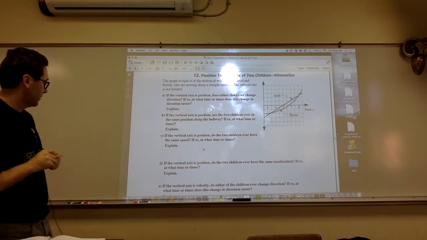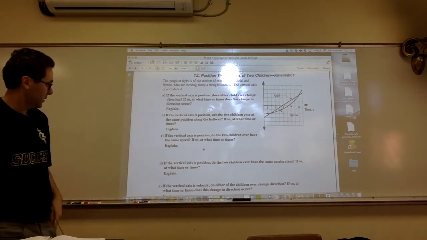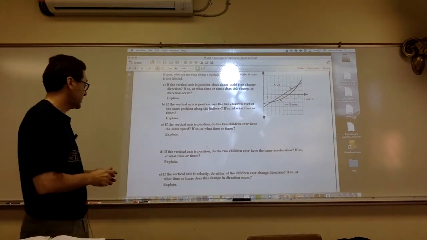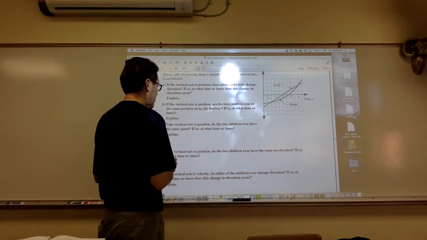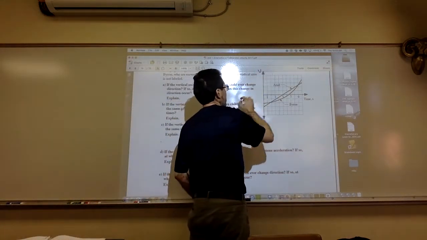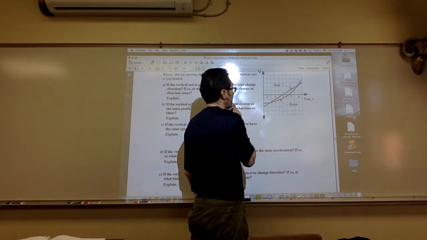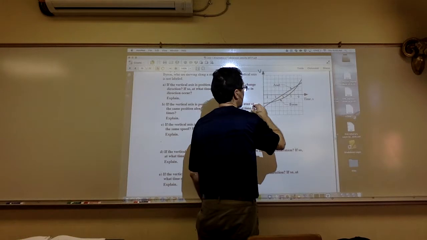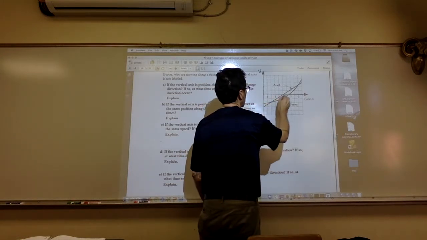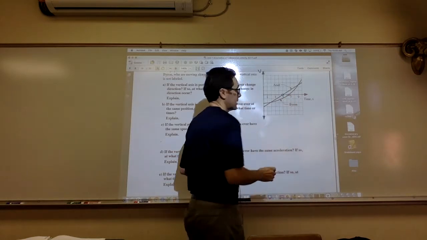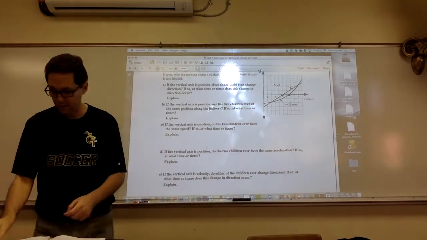If the vertical axis is velocity, do the two children ever change direction? So if this is velocity, they will change direction when they cross the time axis. So Ariel will do it at 5 seconds, and Byron will do it at 6.5 seconds.